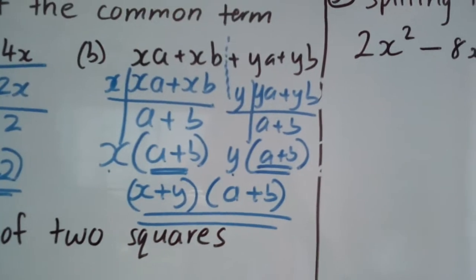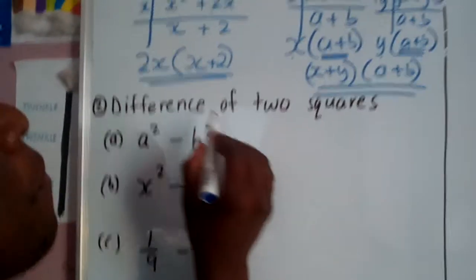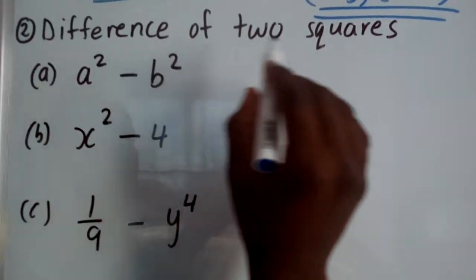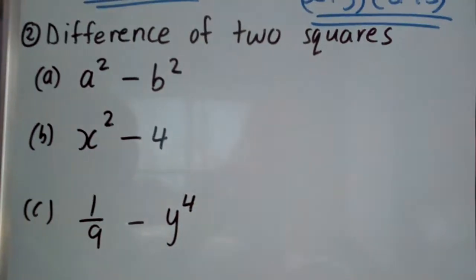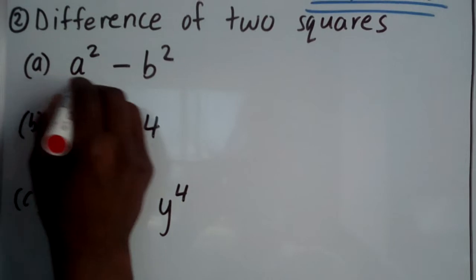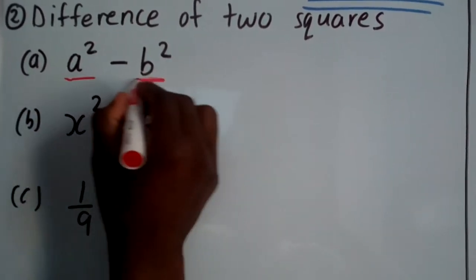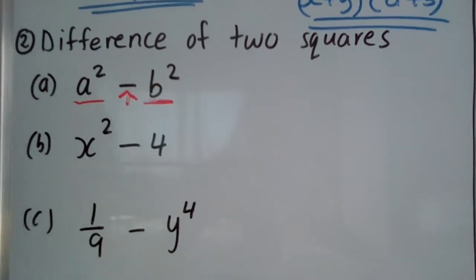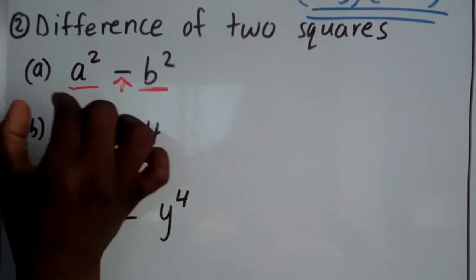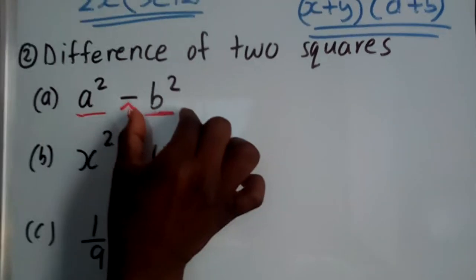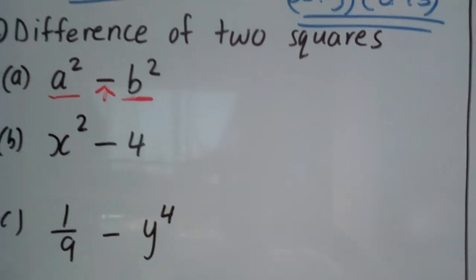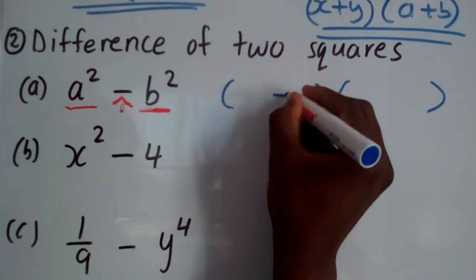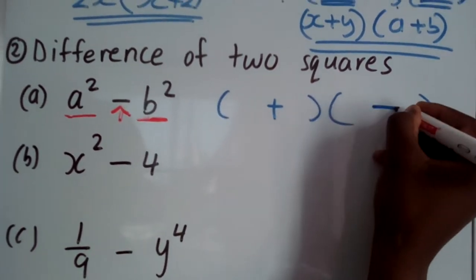Now let's look at the second example. Difference of two squares. This is our first square and this is our second square. By the fact we have a minus sign in the middle, it gives us the difference of the first square and the second square. Now, this one directly gives us two brackets, one with plus, one with minus.